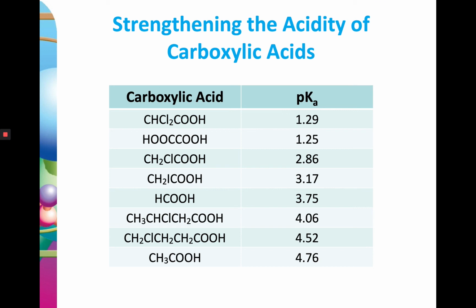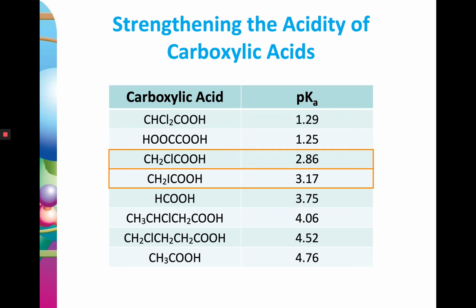Just to go back to that table and look at a few more comparisons. If we just look at these two, so we've got 2-chloro ethanoic acid and 2-iodo ethanoic acid, and we can see there's a difference in the pKa value. We can see the 2-chloro is a stronger acid. You could have a think about why that difference is for a moment. So maybe just pause the video.